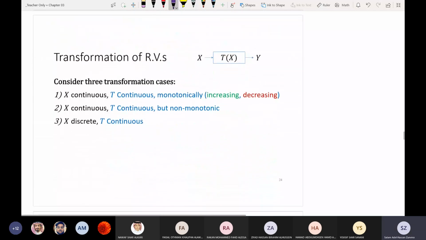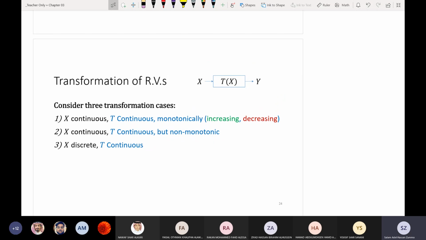Now we come to the last section of chapter 3, which is the transformation of random variables. As I mentioned before, in many cases, you need to process the random variable. For example, your signal is a voltage, and you are interested in the power of the signal. So if your signal X is your voltage, then your power will be X squared, assuming that the resistance is 1. Okay, so this is a function. This is T of X.